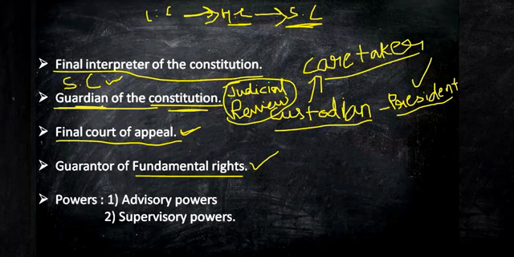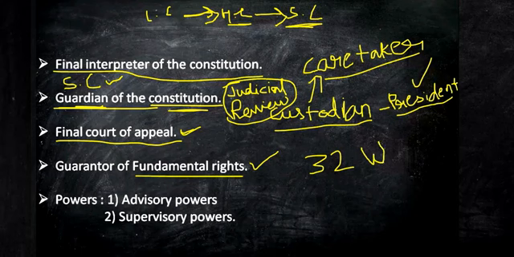Is it clear? So through the tool of constitutional writs provided under Article 32. Is it clear? Provided under Article 32. The writs are provided in Article 32 and these writs are the tools in the hands of the Supreme Court so as to guarantee the what? Fundamental rights to the citizens. Is it clear? So these were the functions of the Supreme Court. Is it clear? Now we will move on to the powers of the Supreme Court.